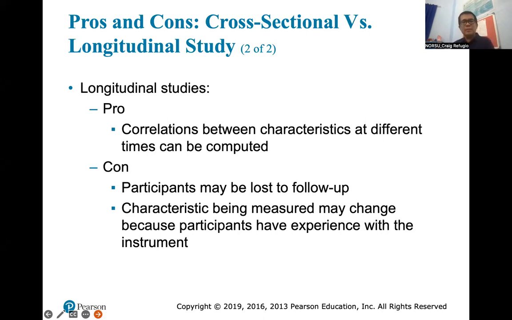So the first one, participants may be lost to follow up. For example, you started in grade 1, but some will transfer, some would be dropped, or some die. So when you look at a follow-up in grade 2, some of the pupils in grade 1 could no longer be traced in grade 2. And some enrolled in grade 2 could not be found anymore in grade 3 because some transferred, some dropped, some migrated to another country, or maybe some of the pupils died. So there is what we call a loss of respondents or subjects for the follow-up. And that's very normal.